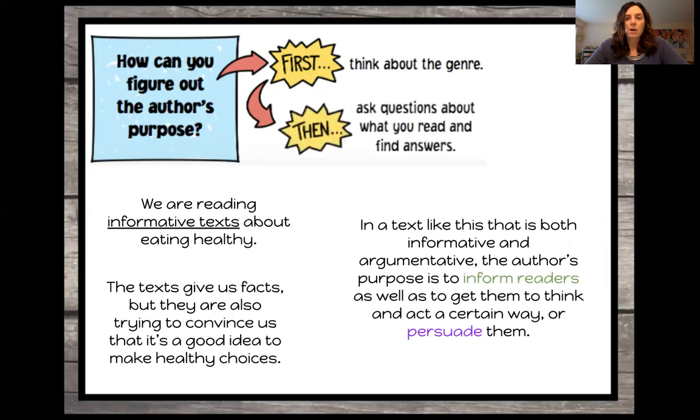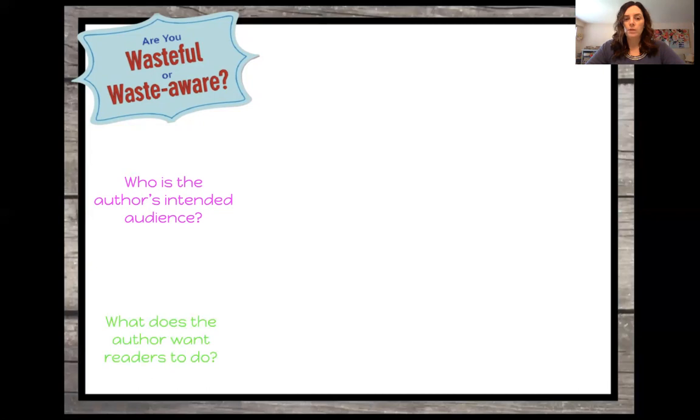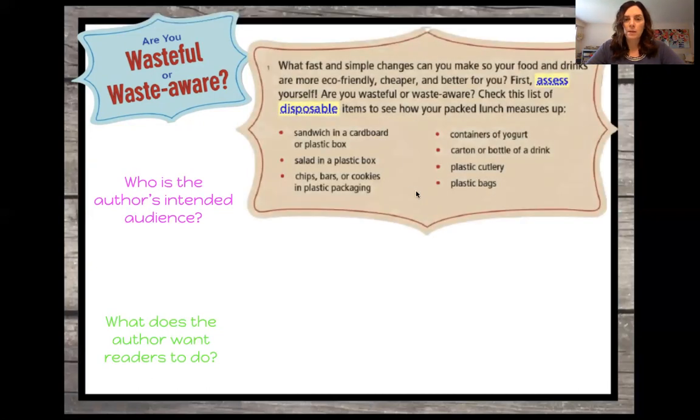So once we have thought about the genre, then we have to ask questions about what we read and find the answers. Let's take a look at this example from our text. Are you wasteful or waste aware? So as I read, I want you to think about who the author's intended audience is, and then what does the author want readers to do, okay? So here's our text, and it starts off by saying, what fast and simple changes can you make so your food and drinks are more eco-friendly, cheaper, and better for you?